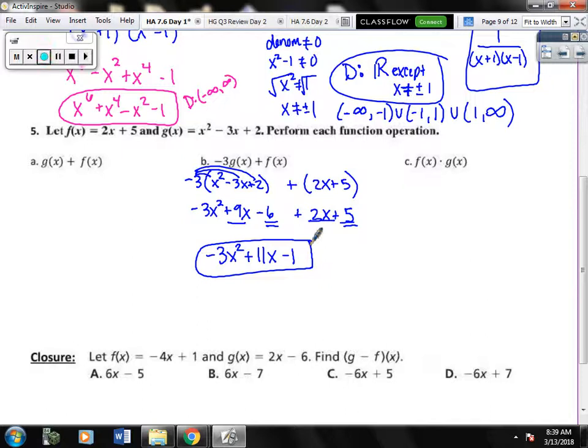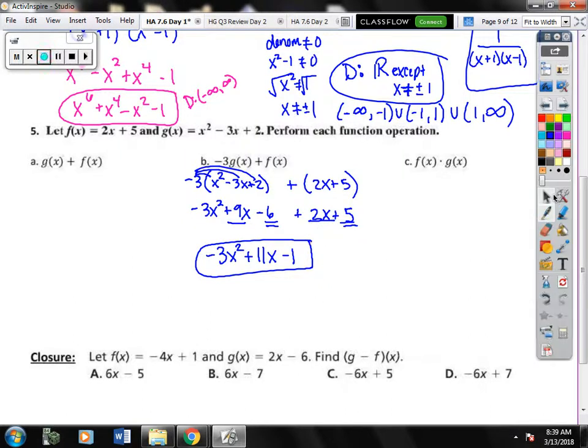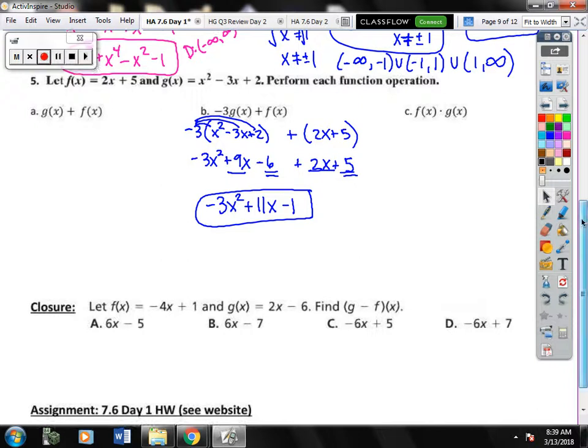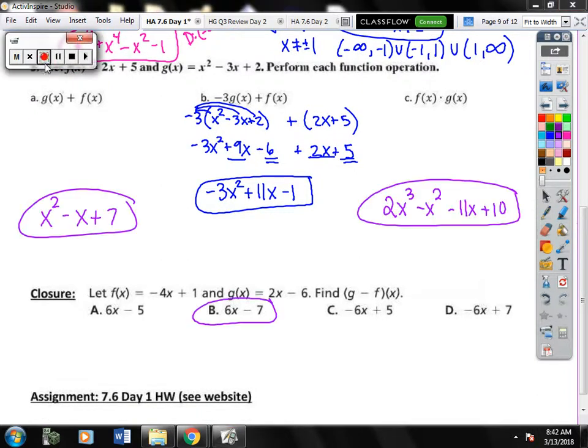Yeah, finish up A, C, and the closure. I guess I'm not going to get to intro the other lesson. Anyone have questions on those?